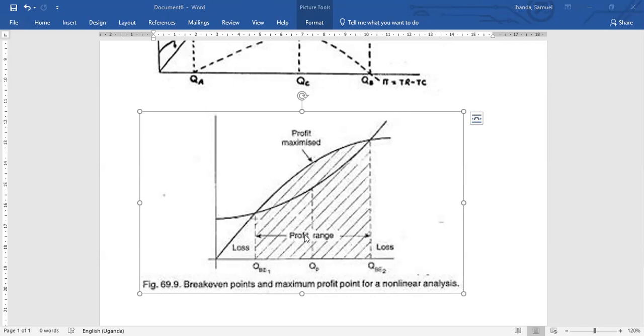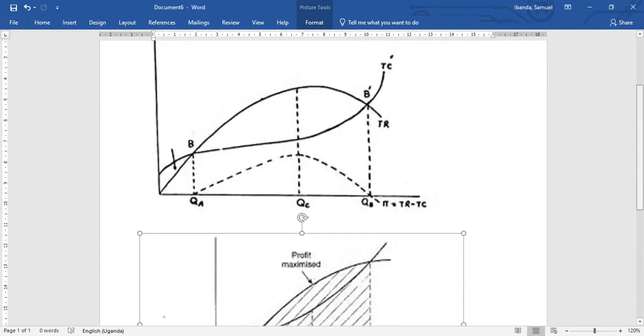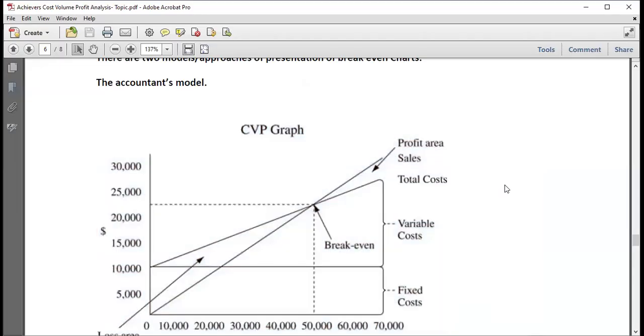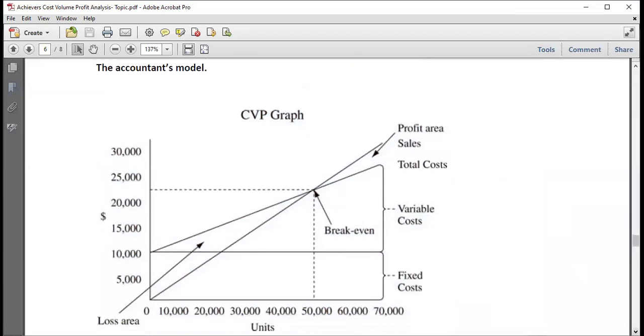So somebody can ask you the difference between the accountant's model and the model for the economists. So you need to be able to articulate some of these things. I think I may not have given you this in the notes, but I'll be able to share with you on the WhatsApp group. So it's good for us to appreciate that. So we go back to our accountant's model, which is looking like this. Like you've seen, this one only has one break-even point.